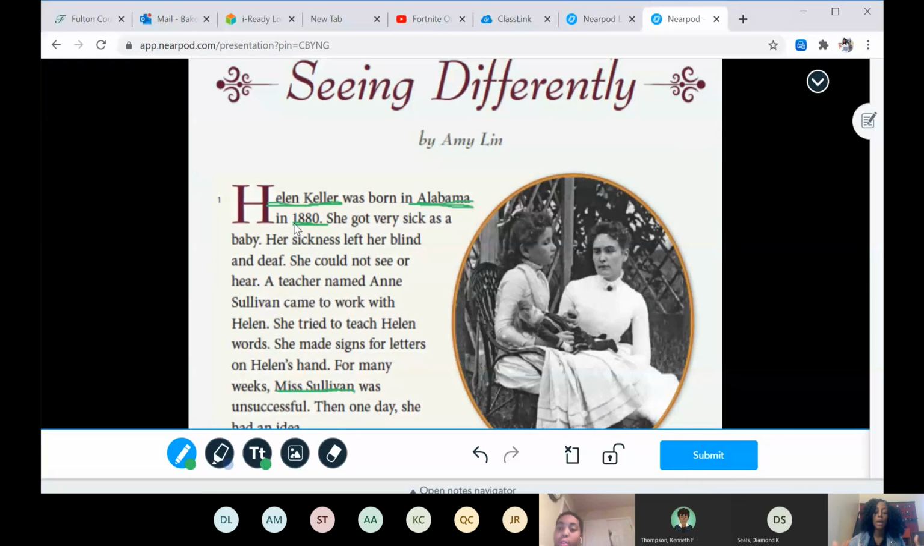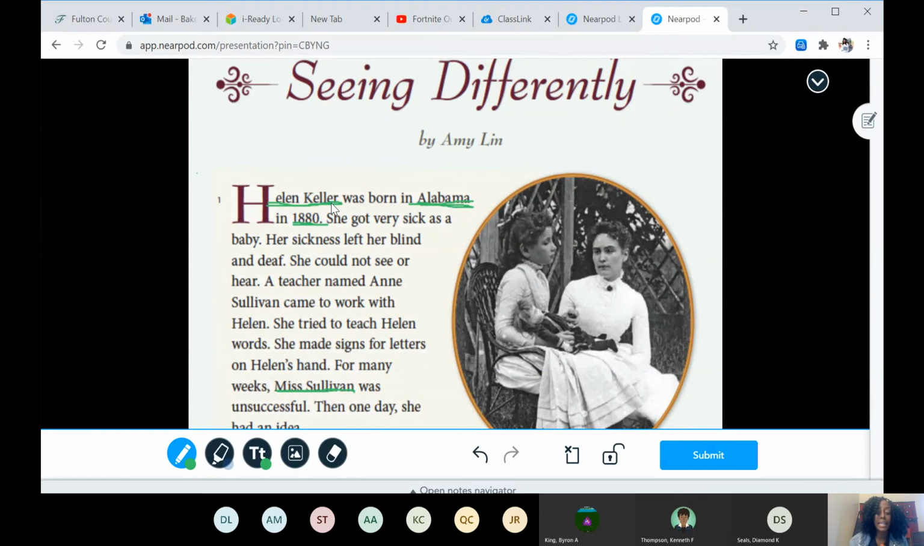The reason that we want to include when it took place, because it helps us know 1880 was a long time ago. So this helps us know this is not present. This was back in the day. Like, so we can tell by their dresses, we can use their pictures. So this is a story by Amy Lynn called Seeing Differently. All right, we got our characters, Helen Keller and Miss Sullivan, who was her teacher.